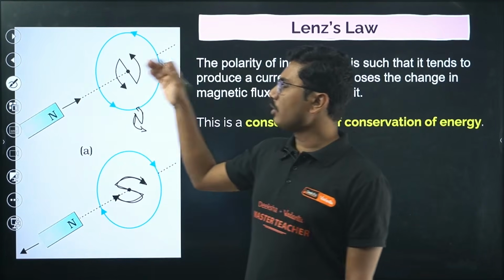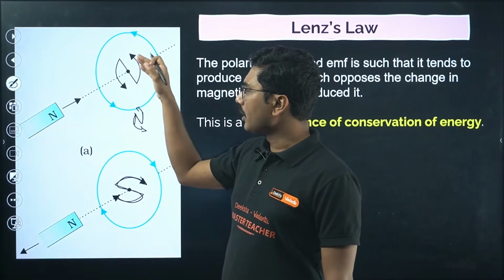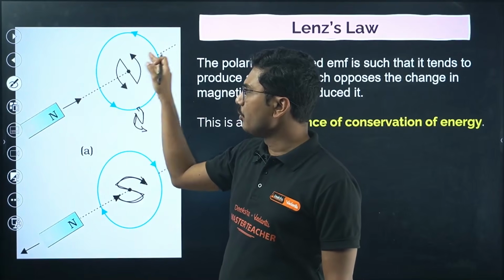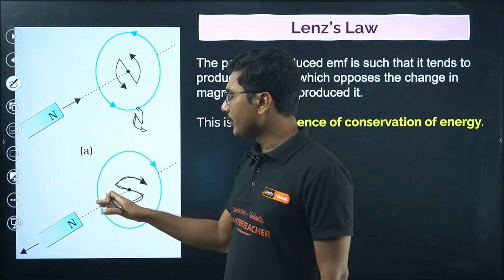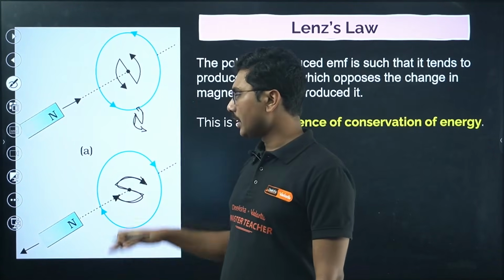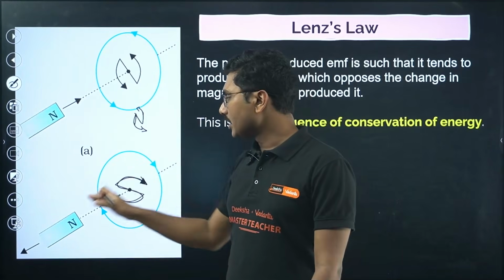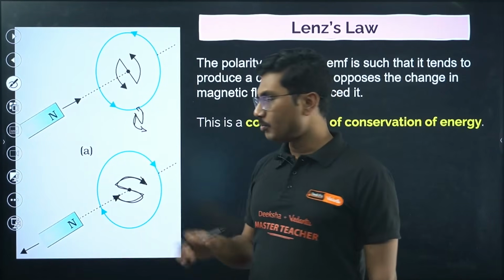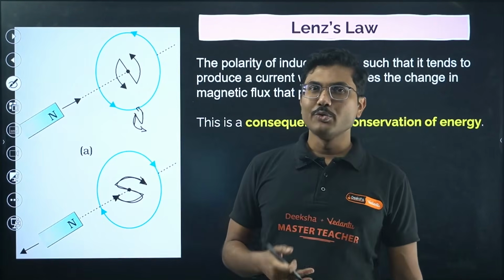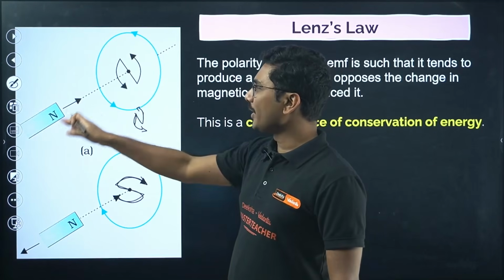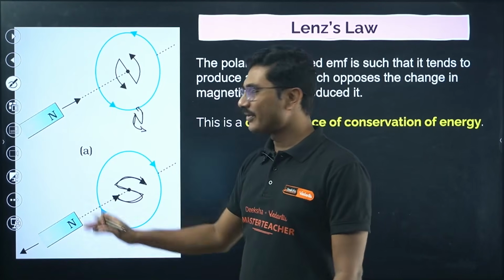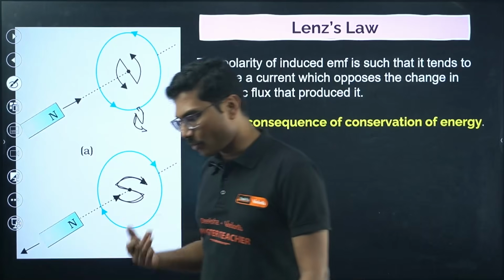Okay, so when the north pole is approaching the coil, a north pole will be produced, so these two will repel each other. Similarly, when the north pole is moving away from the coil, a south pole will be produced, and this south pole will try to stop the motion. So both ways it is like a two-way jam. One way it is trying to stop, and another way it is trying to attract. Okay, so both are possible.